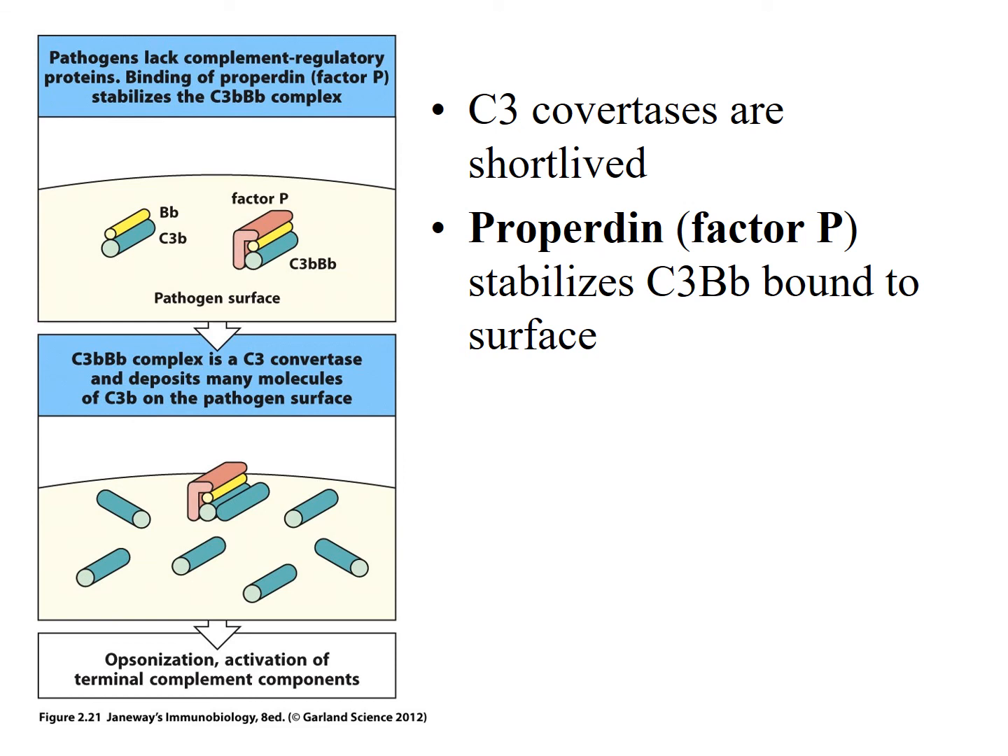Turns out on our cells, factor P, the properdin, will not adhere, will not stabilize. So the C3 converts all on its own, it deposits, and then it falls apart within seconds. So there was never a cascade to really start. On the surface of a bacterial cell, factor P can bind, stabilize, and then you get the kickoff of the cascade.